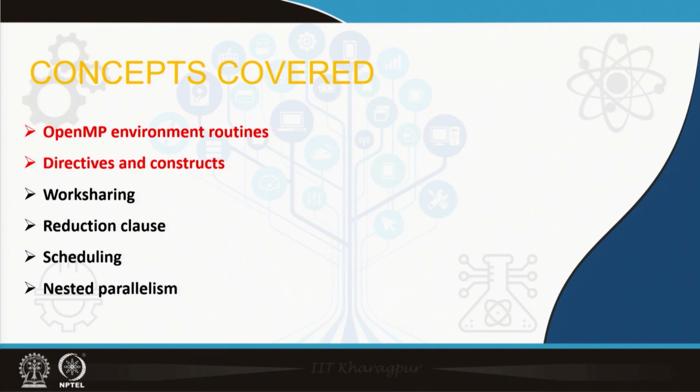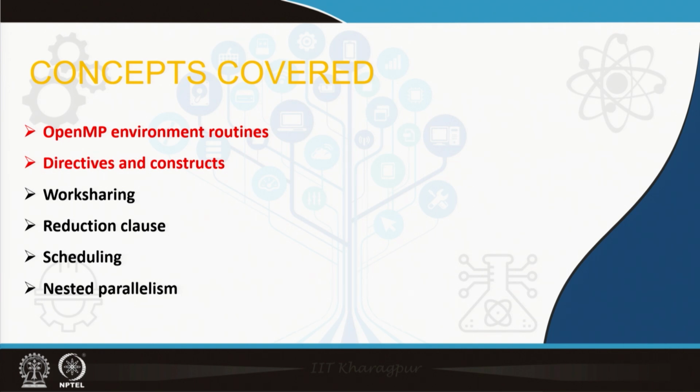In the previous lecture, we covered the concepts on OpenMP environment routines and the directives and constructs of OpenMP, and we have especially focused on parallel directives in OpenMP, and inside the parallel construct we can use other constructs like OMP for, etc. We have looked into that. Previously we have also discussed different types of variables in OpenMP, shared and private data, and how data handling is taken care of in OpenMP.